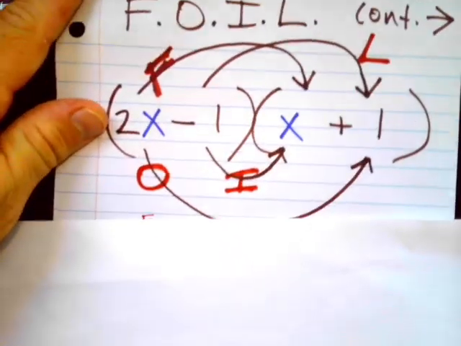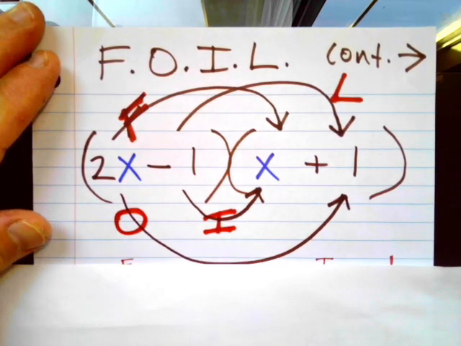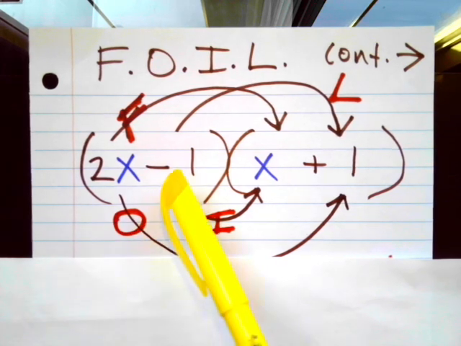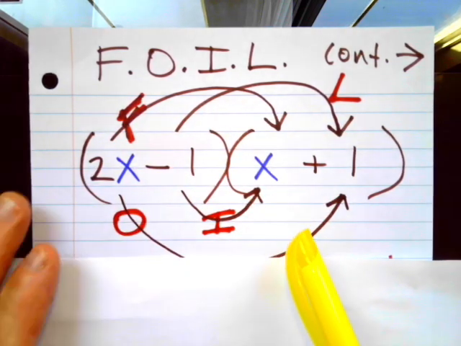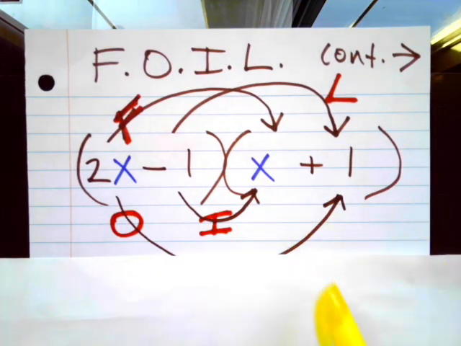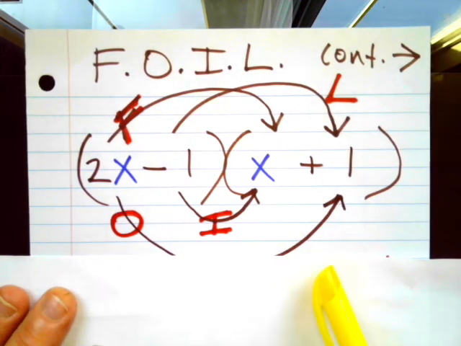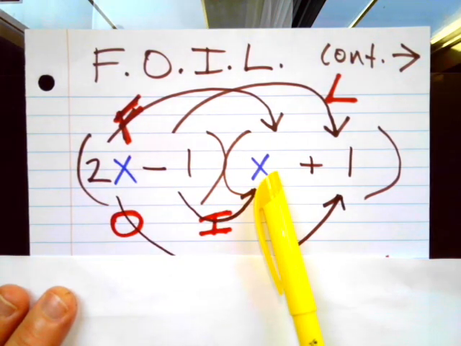I'd like to get into another example of FOIL. And this will be the last example of FOIL, and then I'll be getting into different types of factoring in the coming videos. So here we have 2x minus 1 times a quantity of x plus 1. Remember FOIL, right? We're going to check and make sure the terms that I factored here, 2x minus 1 times x plus 1, give me the same expression or equation I started with when I first started to factor. So first term times first term, 2x times x.